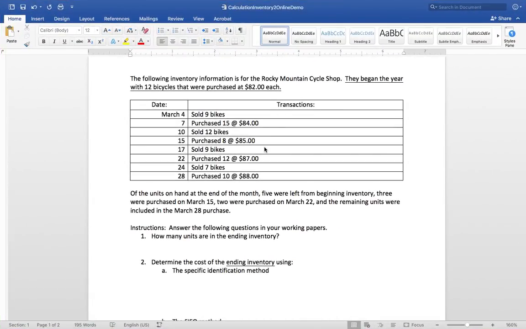All right, what we're going to be doing is calculating the inventory that is left in our store. So the inventory that's on our shelves, what is that worth to us? There are 4 different methods that we're going to be looking at on how to calculate it. Different businesses basically choose their own method and they stick with it throughout each year.